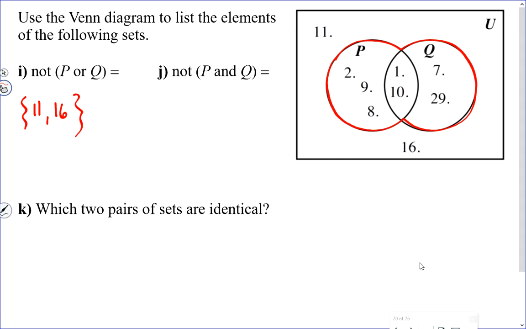Not P and Q. Well, P and Q is this region. So not P and Q is everything that's not in that region. 2, 7, 8, 9, 11, 16, 29. I think, double check. Yep. We're going to skip K because that corresponds to what I skipped earlier, and we have a couple more examples to cover.